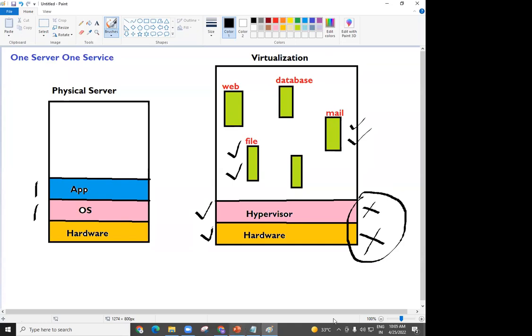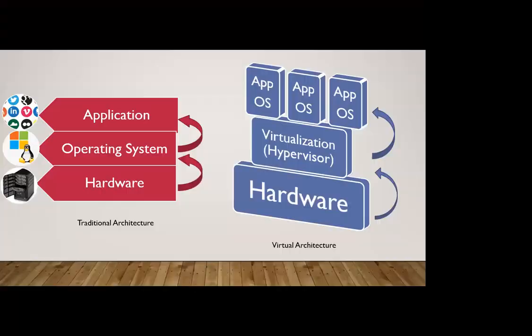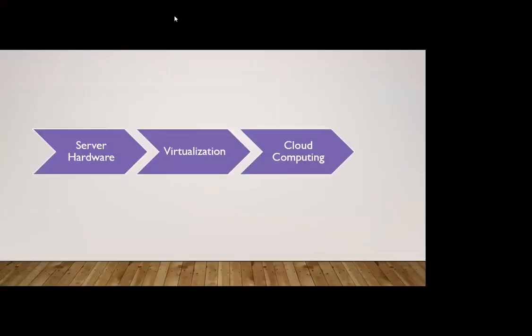Let us see. See here, the first one was server hardware, the old traditional way. Take a server, install the operating system, run your application. This is a very old way. The second one is virtualization. In this virtualization, instead of taking 100, 200 servers, we can take 3-4 servers. And in each server, we can create many virtual machines and run many virtual machines there.